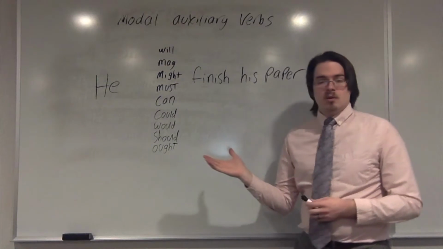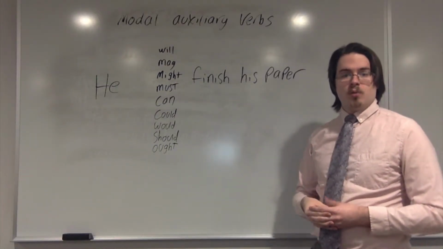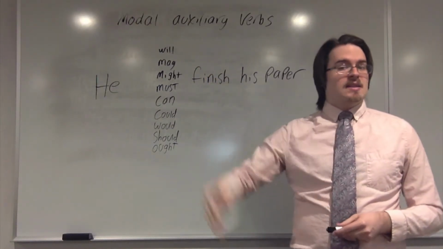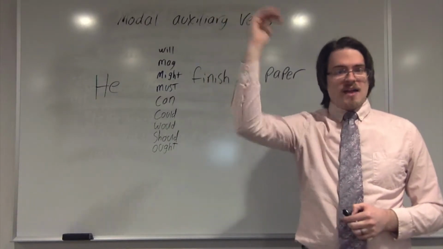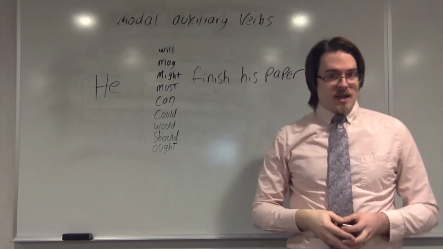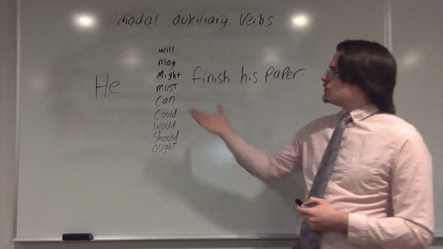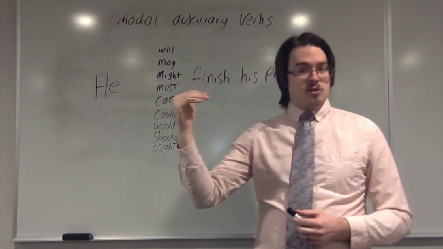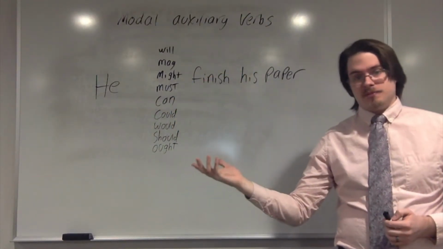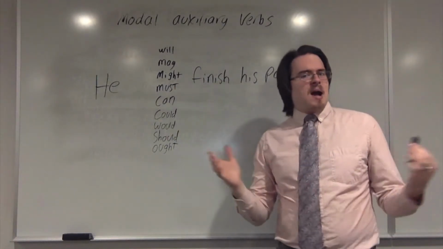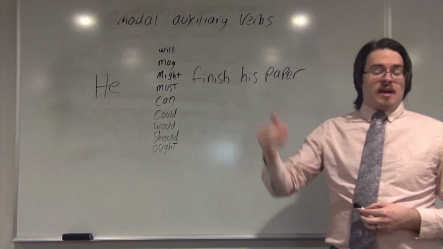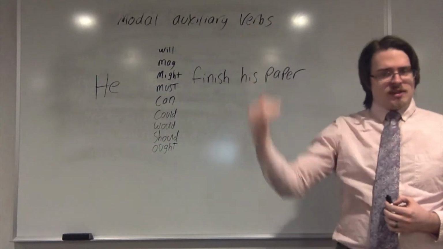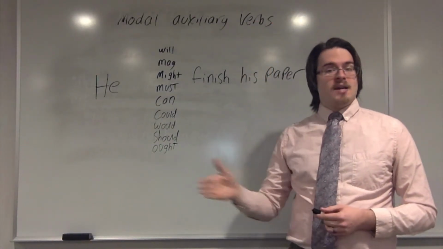Here in this example, we can see various auxiliary modal verbs being used. The first of which, he will finish his paper, is high on the certainty level. We have a high level of certainty that this event will take place. Versus, he may finish his paper introduces a lower level of certainty. It may happen, it may not happen. Versus, he might finish his paper might convey an even lower level of certainty.